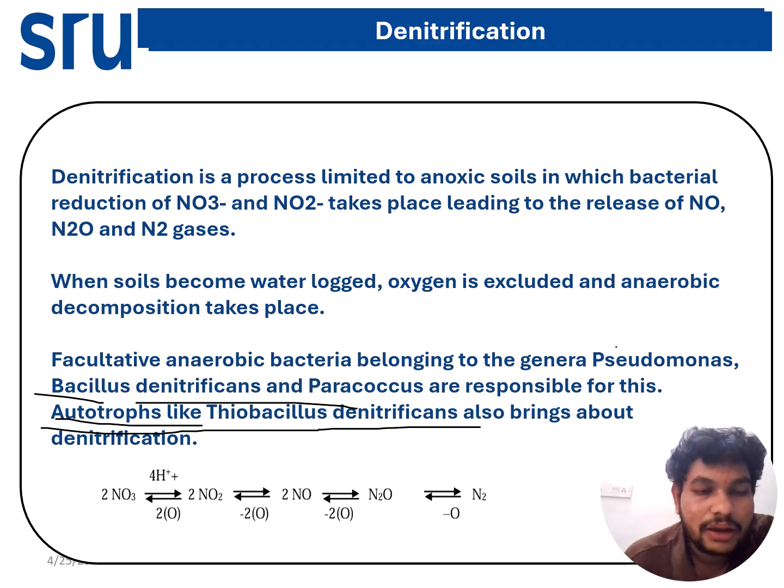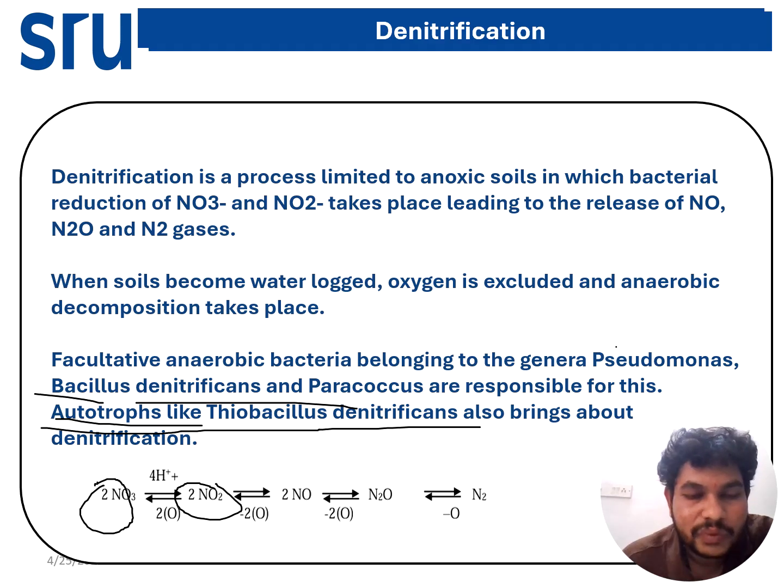So what happens in the anaerobic condition? The nitrate will be present, and from that nitrate, these bacteria will take the oxygen for survival purposes. The nitrate will convert first into the nitrite form, then the NO form, N2O form, and N2 form. So N2O and N2 will go into the atmosphere. This is the most harmful component in greenhouse gas emission.